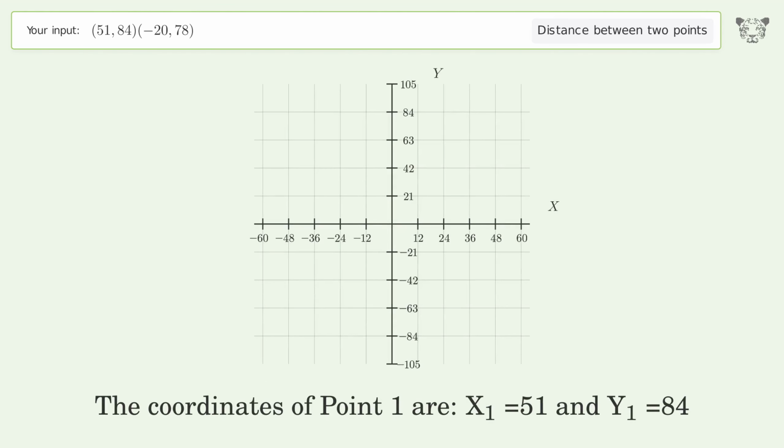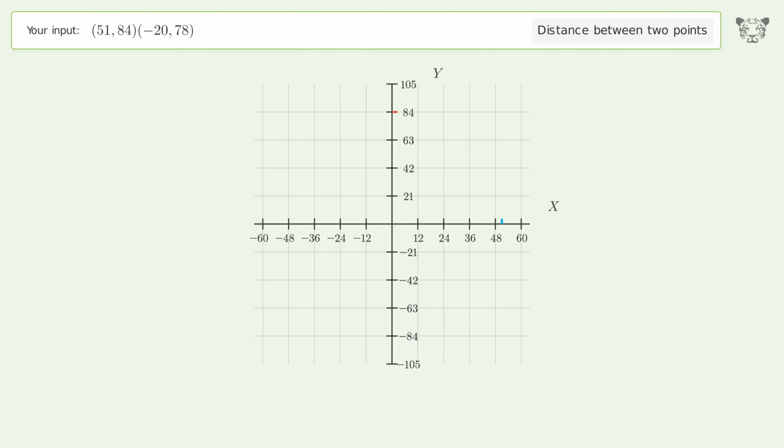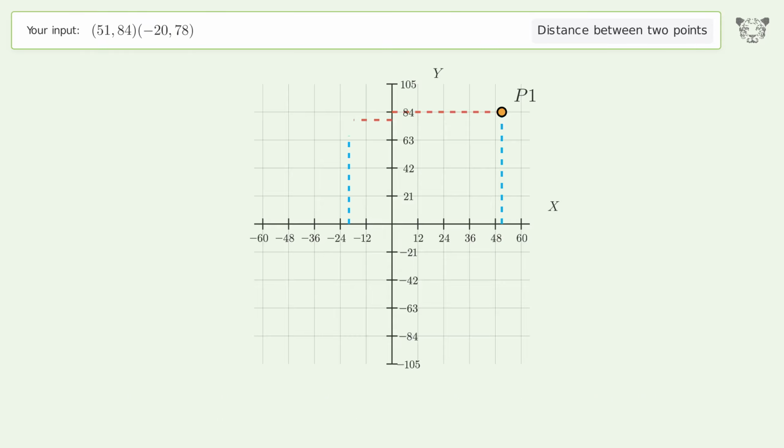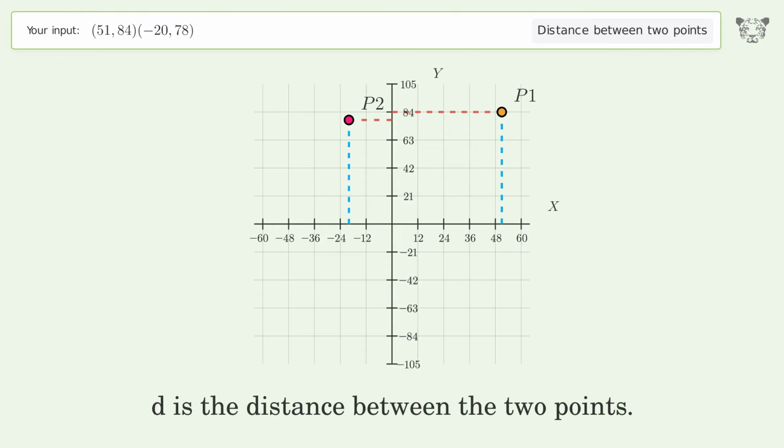The coordinates of point 1 are x1 equals 51 and y1 equals 84. The coordinates of point 2 are x2 equals -20 and y2 equals 78. D is the distance between the 2 points.